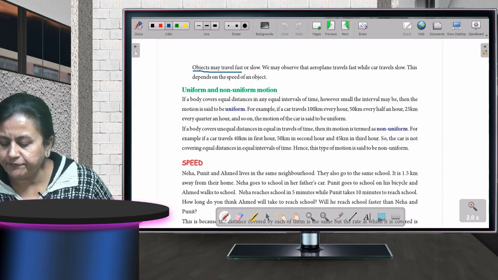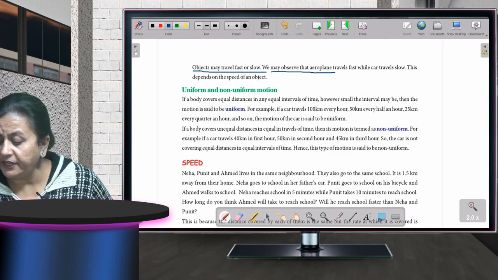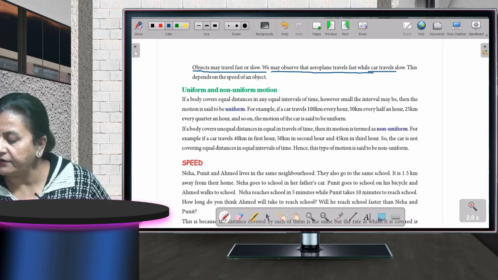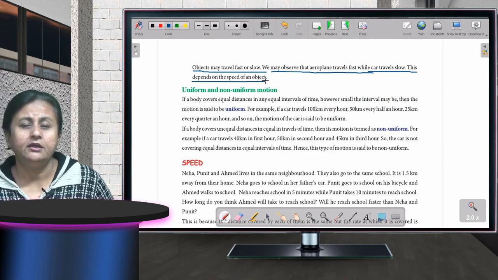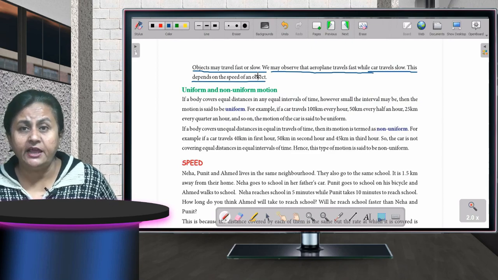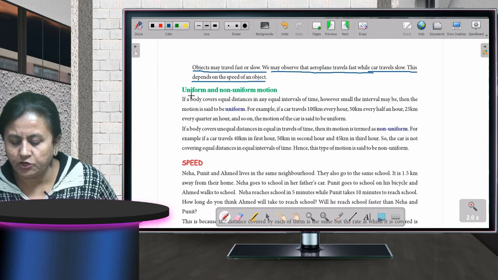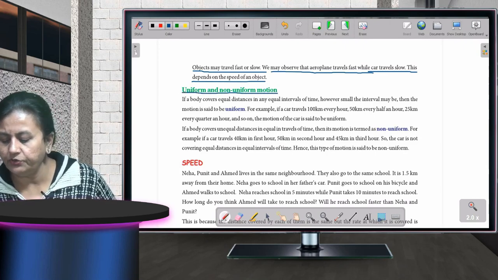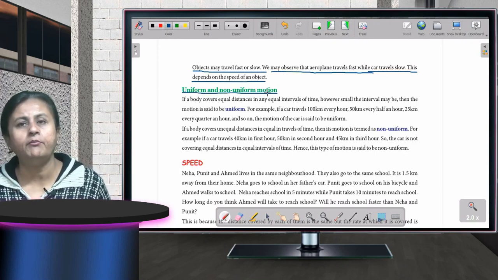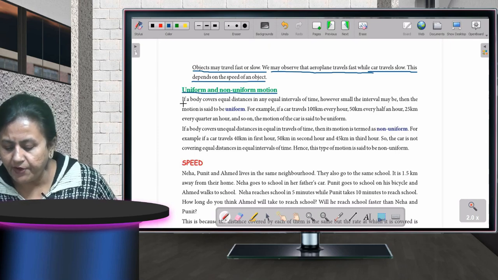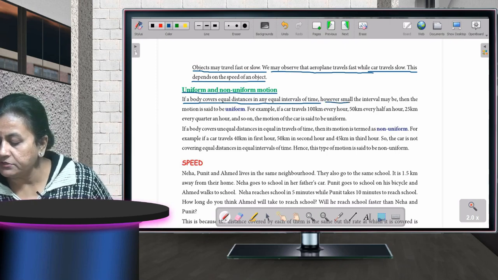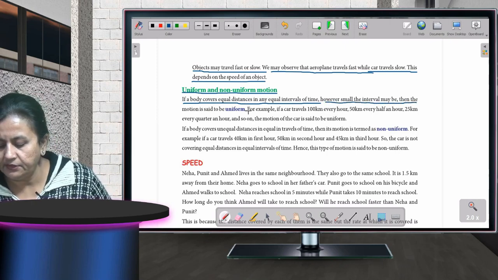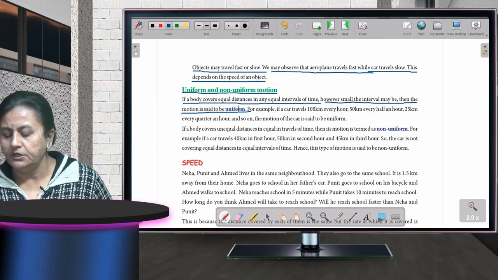Objects may travel fast or slow. We may observe that an aeroplane travels fast while a car travels slow. This depends on the speed of an object. The speed of the object tells how much time an object is taking. Now, uniform and non-uniform motion. What is uniform and what is non-uniform? If a body covers equal distance at equal intervals of time, however small the interval may be, then the motion is said to be uniform.